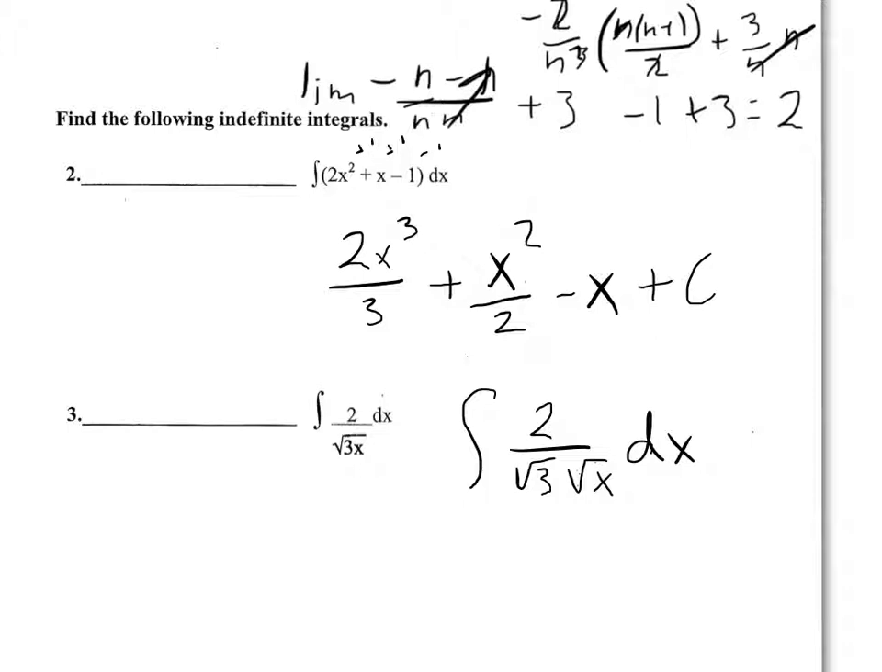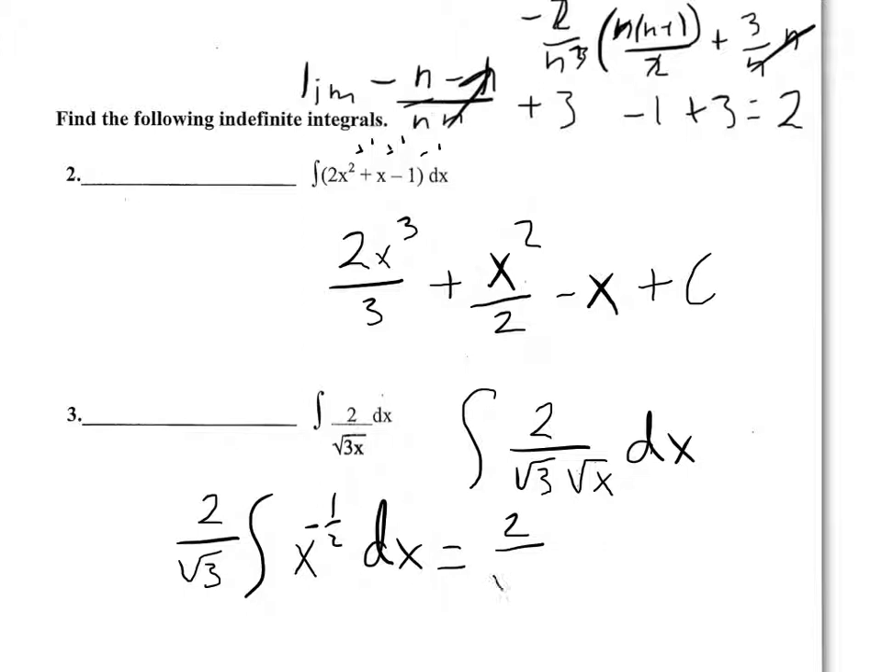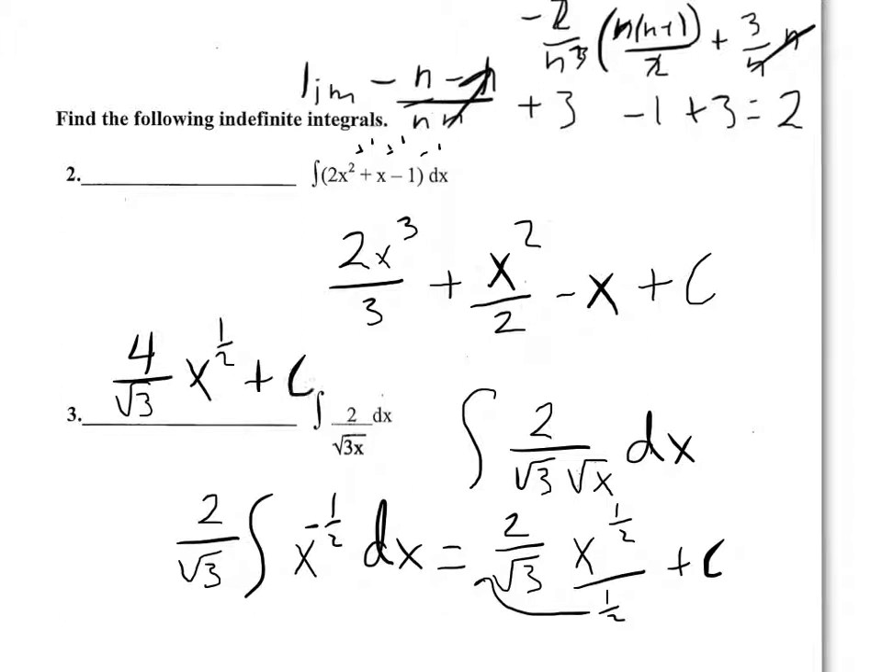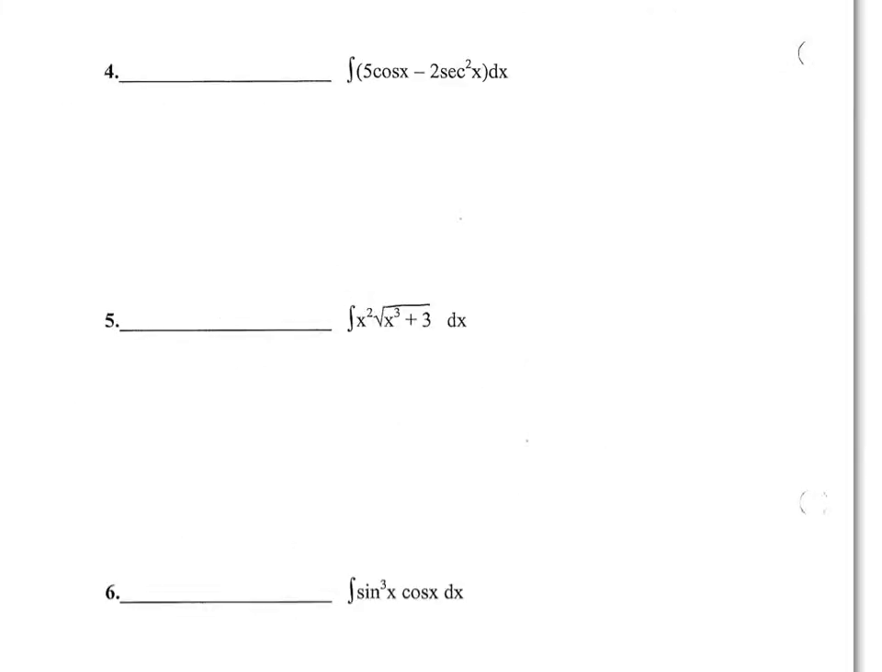Now I'm going to slide the numbers out in front, so it's 2 over the square root of 3, and then it's the integral of, bringing the square root up to the top, x to the negative 1/2 power dx, and then just follow the power rule for integration, 2 over square root of 3, and then it's x to the 1/2, now if I add 1 to the power, divided by 1/2, plus c. Flipping this fraction, or finding the reciprocal, dividing by 1/2 is the same as times 2, so I should end up with 4 over the square root of 3, and then times x to the 1/2 plus c.